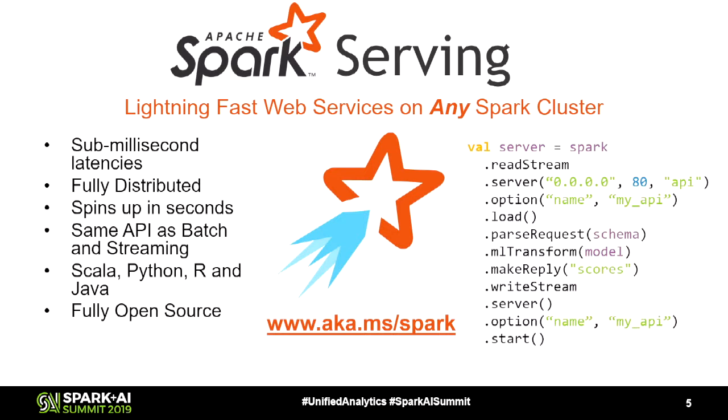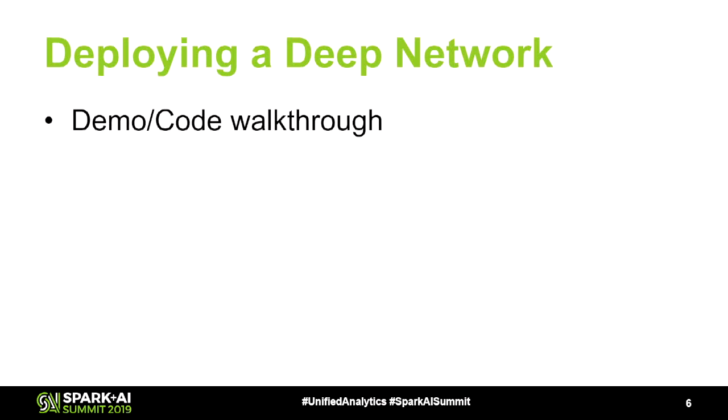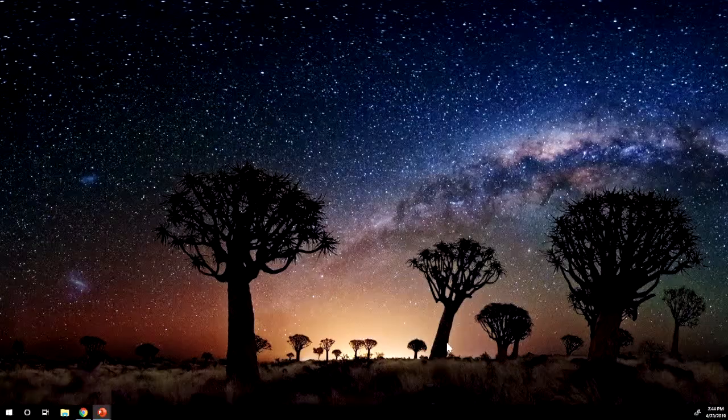You get the same API as batch and streaming. And we've worked to provide bindings for this in Scala, Python, and R. And Java comes for free from Scala. And it's fully open source, so you can go ahead and check out the source code, contribute, and give us feedback. So now we can take a look at a particular example.